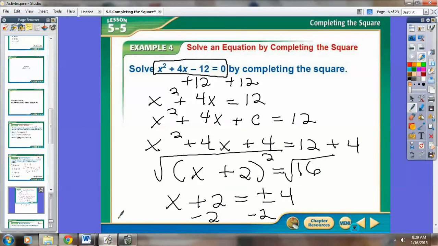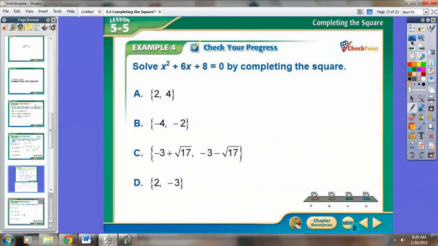Okay. Let's go to another example. This is multiple choice. We're going to do it together since we just started. So we have x squared plus 6x plus 8 equals 0. Do we have a perfect square trinomial? No, we don't. The 8 is not what we need. If we take half of 6, we get 3, and 3 squared is 9. So let's move the 8 out of the picture so that we can create a perfect square trinomial, and subtract 8.